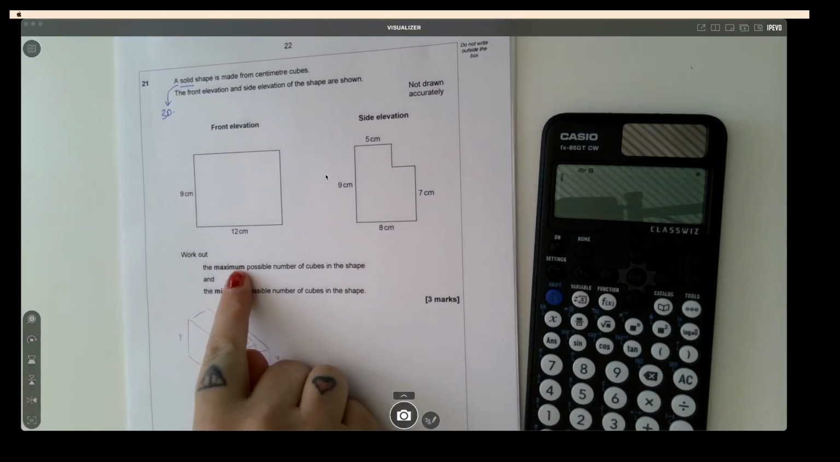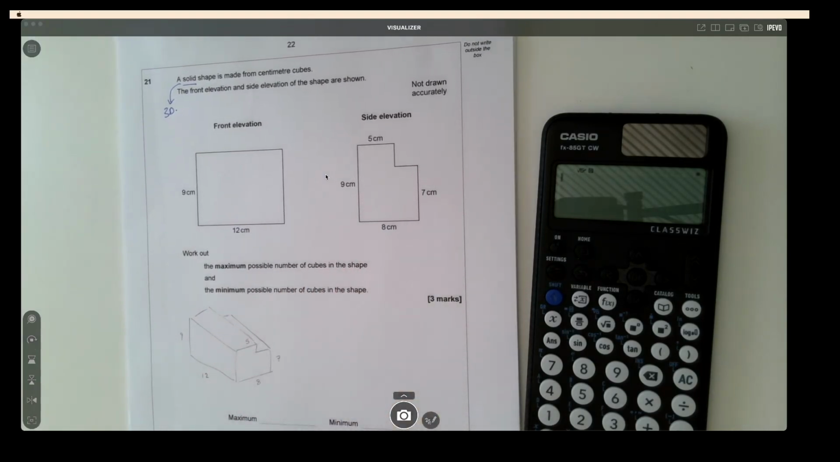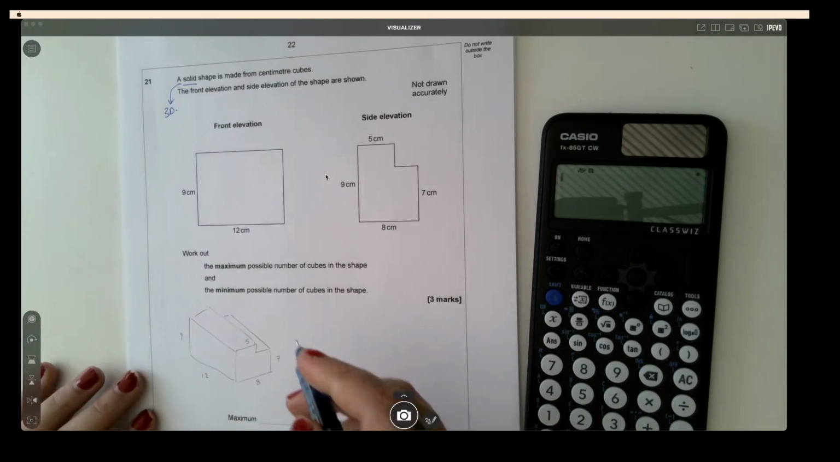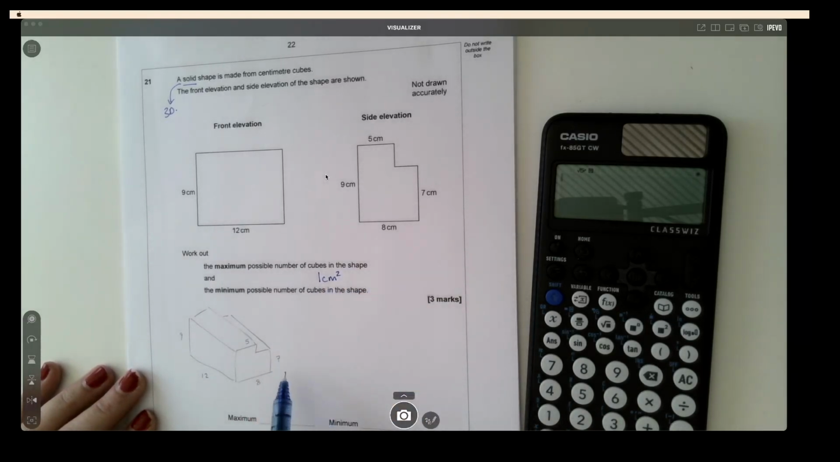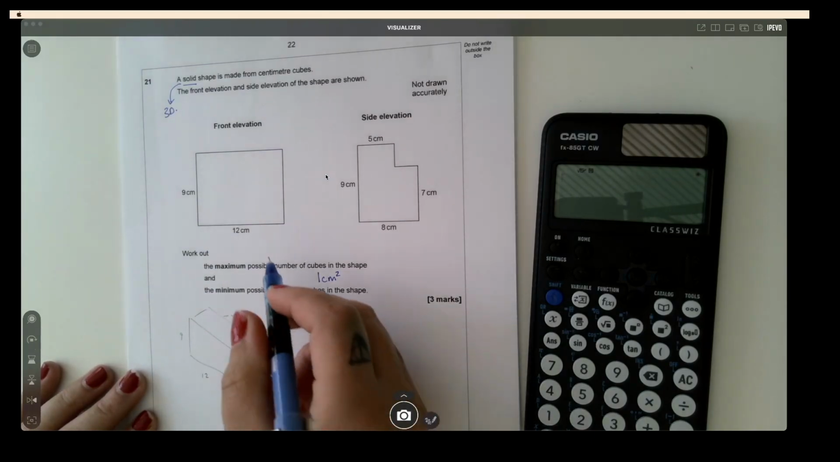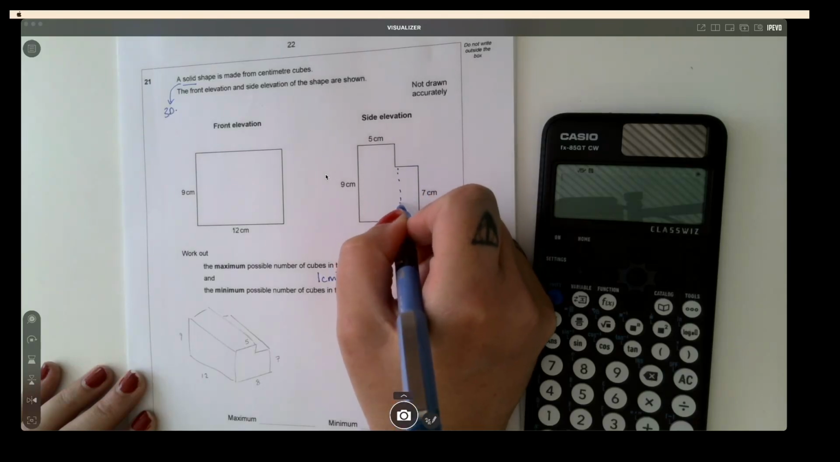So for the maximum possible number of cubes in the shape, if the cubes were their minimum value of 1 centimetre per side, so if they were 1 centimetre length cubes, then it would simply be a case of working out the volume, and that would be how many of those would fit in. So the volume of this shape. So I'm going to start by working out the area of this.